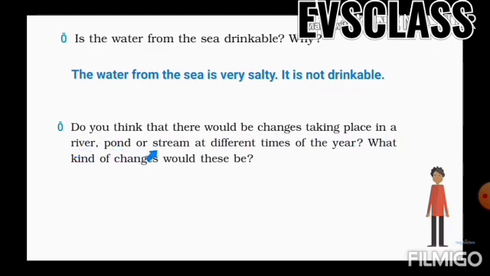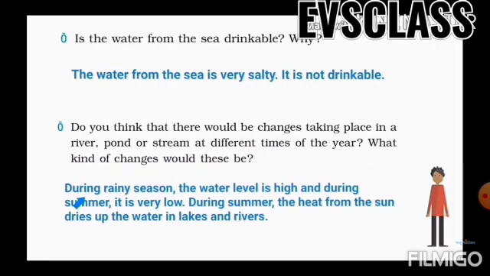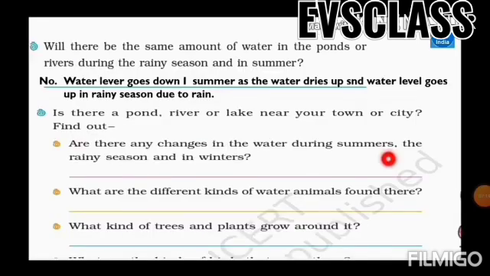Understood, students? But do you think that there would be changes taking place in a river, pond, or stream at different times of the year? What kind of changes would this be? During the rainy season, the water level is high, and during summer, it is very low. During summer, the heat from the sun dries up the water in lakes and rivers. Understood, students?